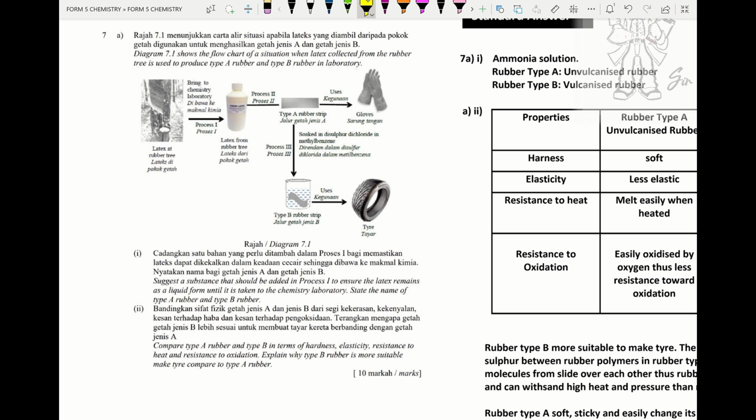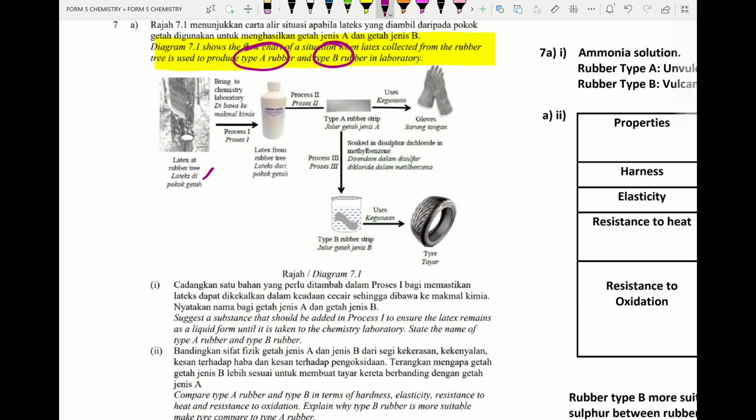Diagram 7.1 shows the flow chart of the situation when the latex is collected from the rubber tree and is used to produce rubber type A and also rubber type B in the laboratory. All right, so here the latex is brought to the chemical laboratory. They do process 1, the latex from the rubber tree. Then process 2, the rubber is changed from liquid to solid.